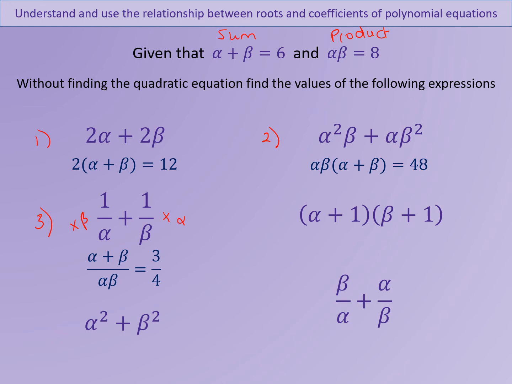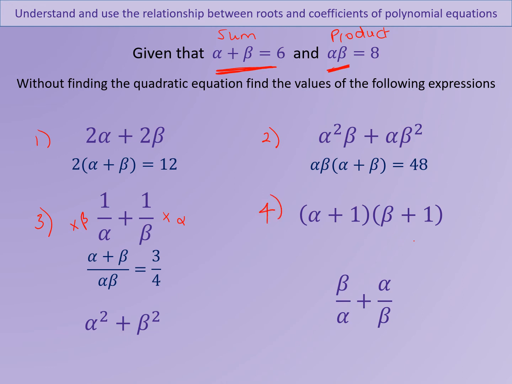Now notice every time that we're simplifying, we're trying to get into the forms of the 2 things that we were given in the question. So we're looking for finding alpha plus beta or finding alpha beta, and that can then help us work out a value for each of these expressions.